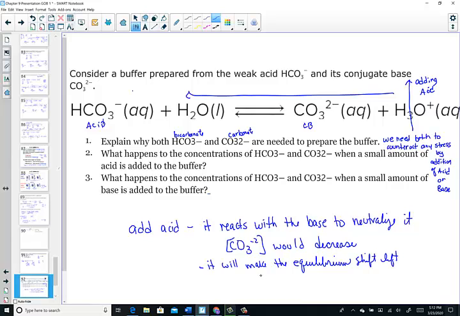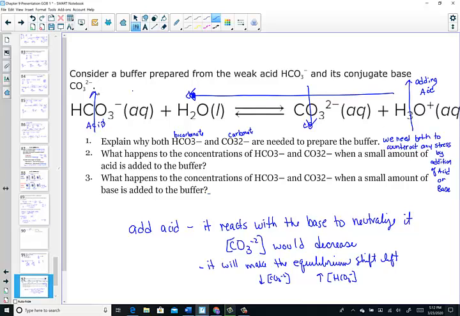And when it does so, the concentration of the carbonate, CO3 2-, goes down. And the concentration of bicarbonate actually increases because you're pointing at it. You're going to make more of it as you point to the left. So when I add acid, I use up base. This concentration went down as this concentration went up. That was number 2. How about 3?